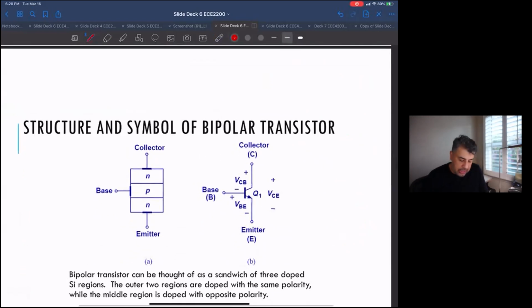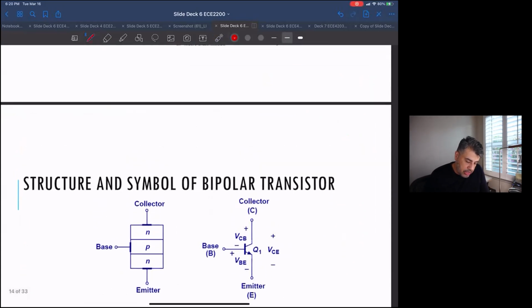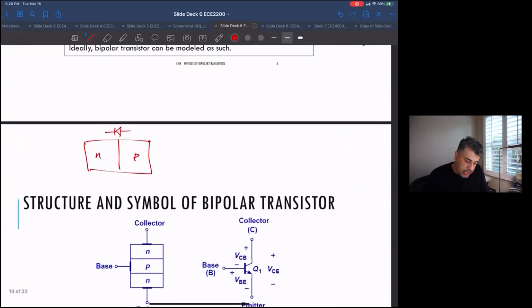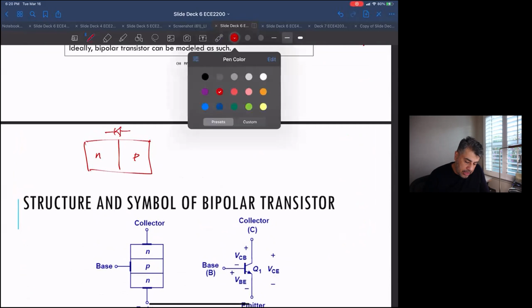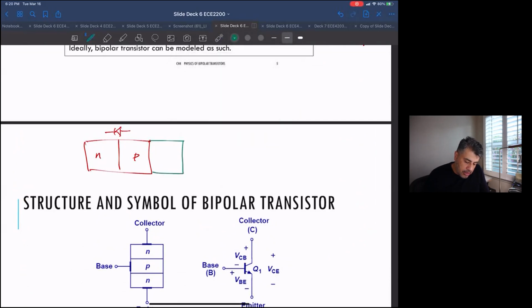Okay, so basically the idea is, I'm going to sort of draw it this way. So you have one diode, this looks like a diode, right? So this is an NP diode. So if I was going to draw it as a diode, it would look like this, right? And then the idea is that I can actually stick another N on this side. And this PN is also going to be another diode that's going to be facing the other way.